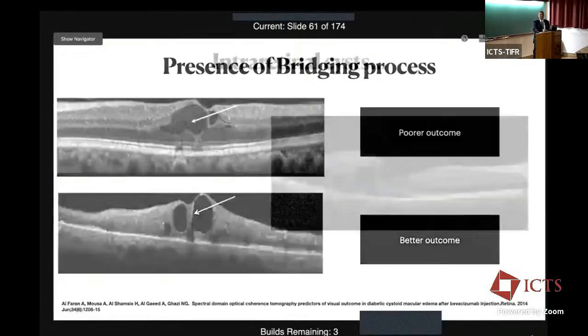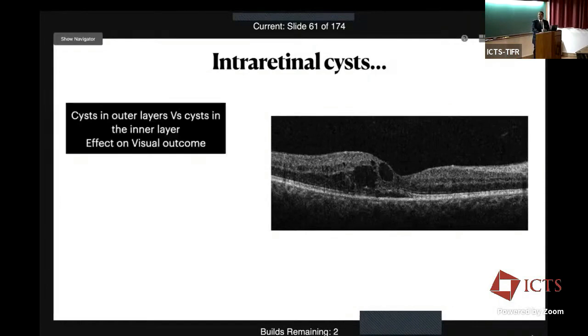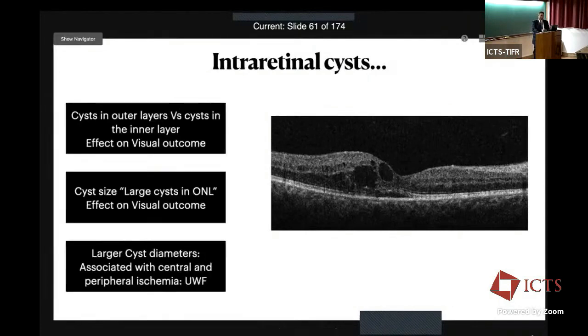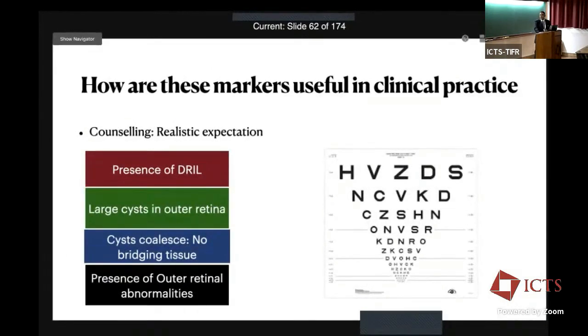You have the cysts, these dark spaces which are there in the OCT, and the location of those cysts again determines the success. So these markers today are very important for a clinician because they give the patient a realistic expectation, because you imagine these patients are getting injections worth nearly 35,000, 5-6 injections, and after that vision doesn't improve, they need to know.